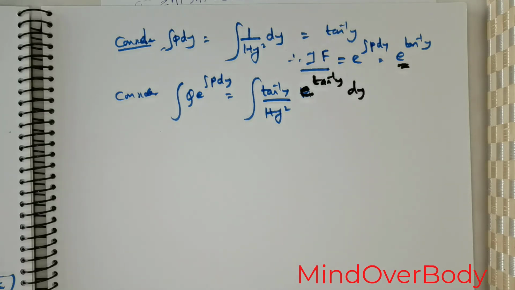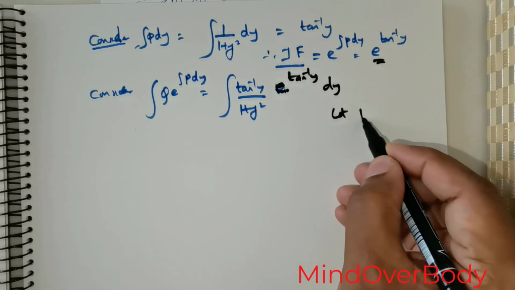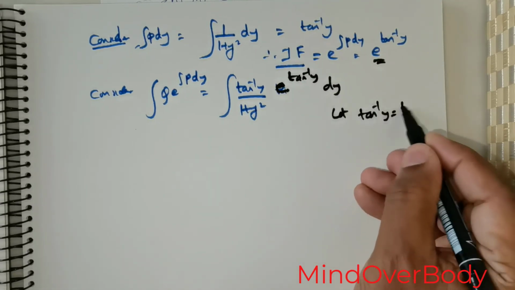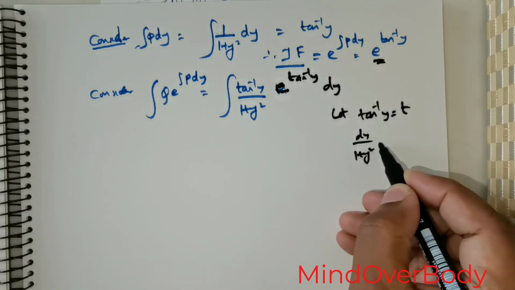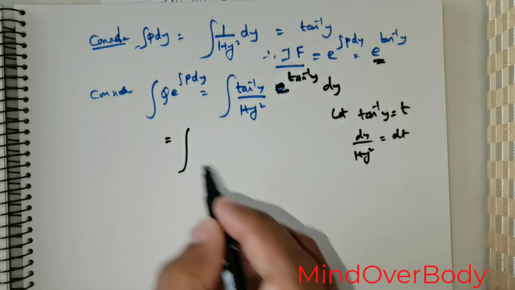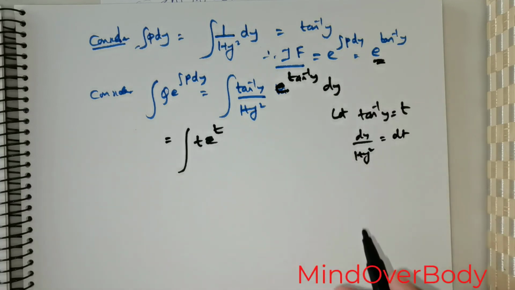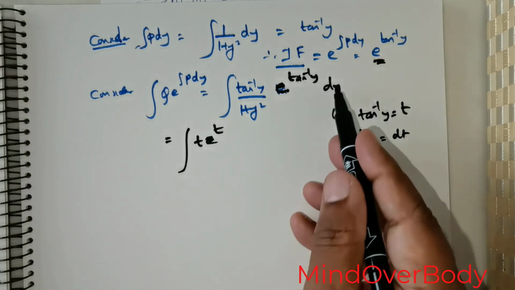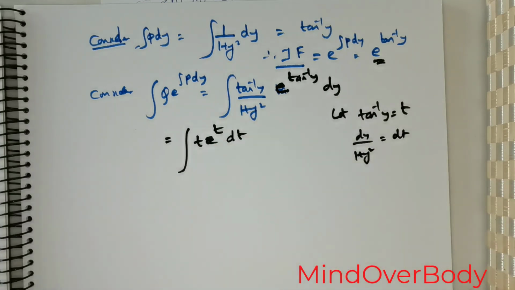So now the question comes, how are we going to integrate? What I wish to do is let tan inverse of y be equal to some t, and I differentiate that, I get dy divided by 1 plus y squared is equal to dt. So this is going to be the integral of tan inverse of y, which is t, and dy over 1 plus y squared is going to be dt. So this is what I've got, right?